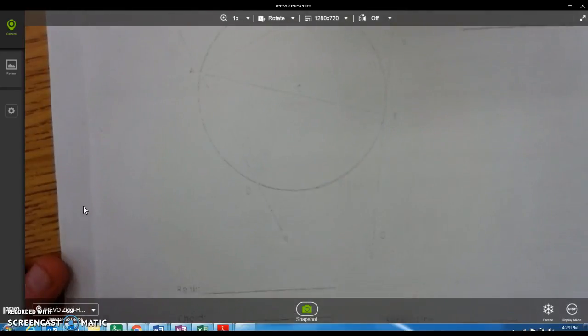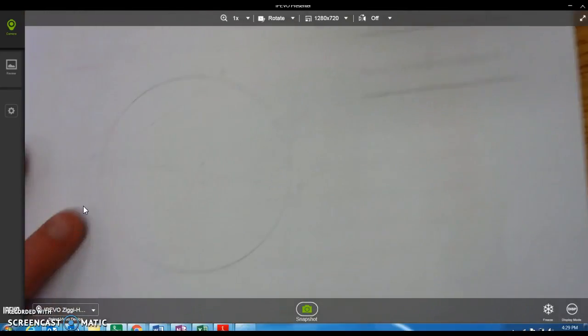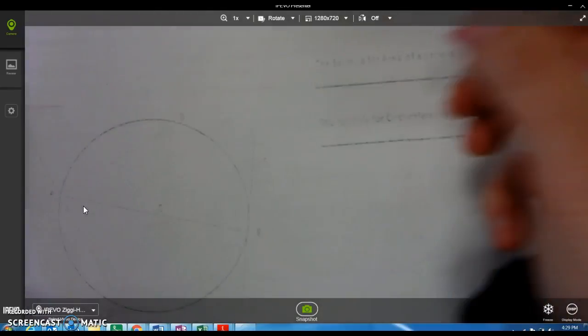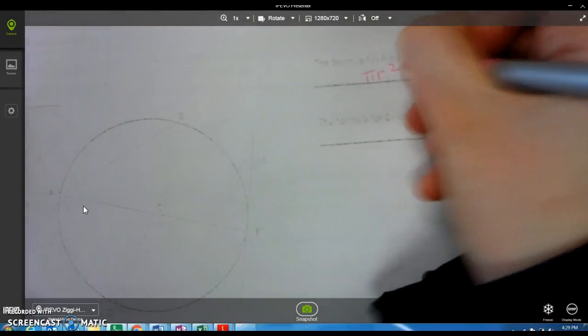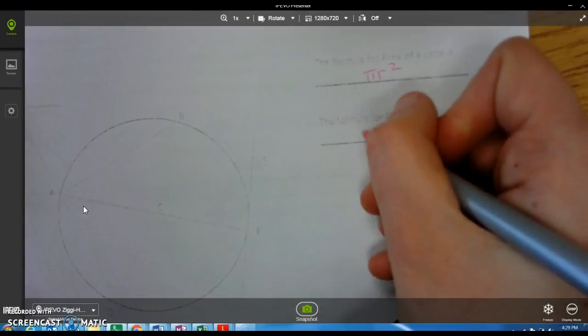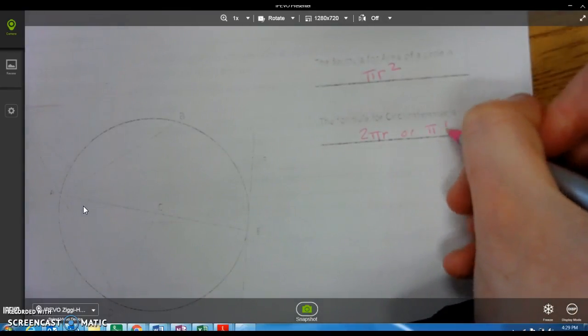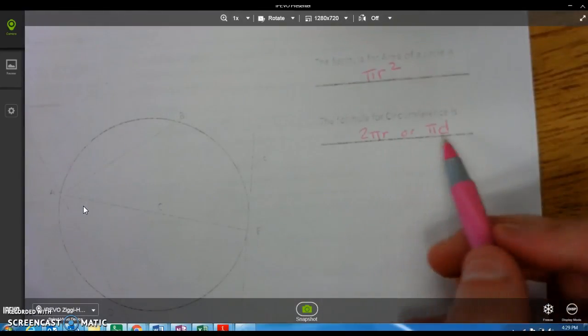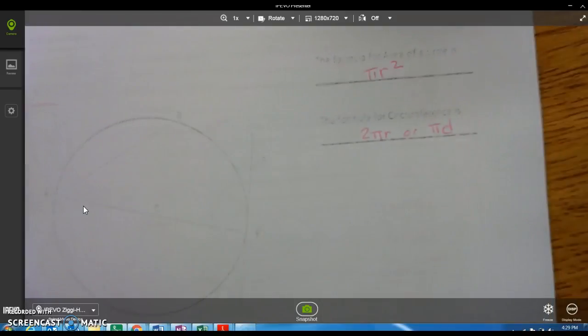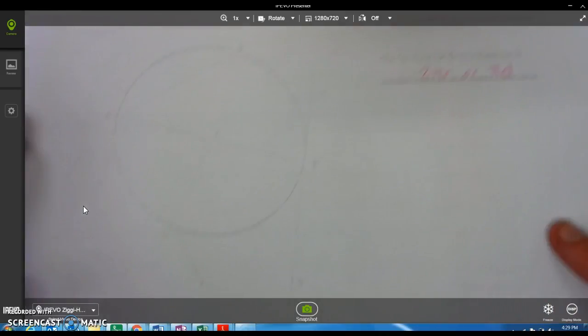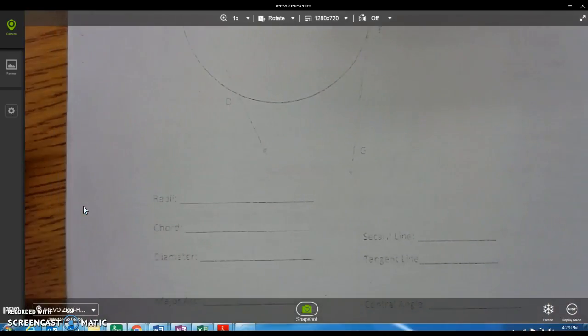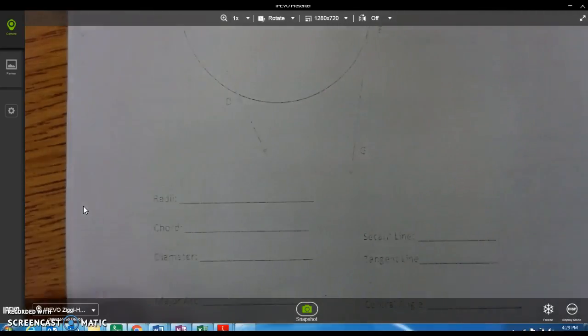Maybe you'll flip it over, and my copy is really bad. Up in the top, the formula for area of a circle is pi r squared. And the formula for circumference is 2 pi r, or you could also write pi d. So 2 times radius is equal to diameter, right? So what we're going to do is we're going to label all these pieces down here.